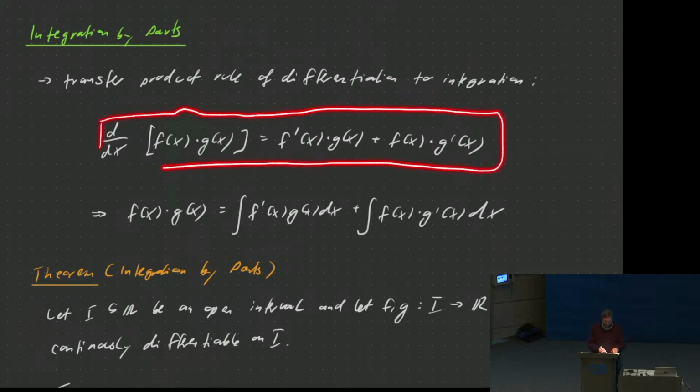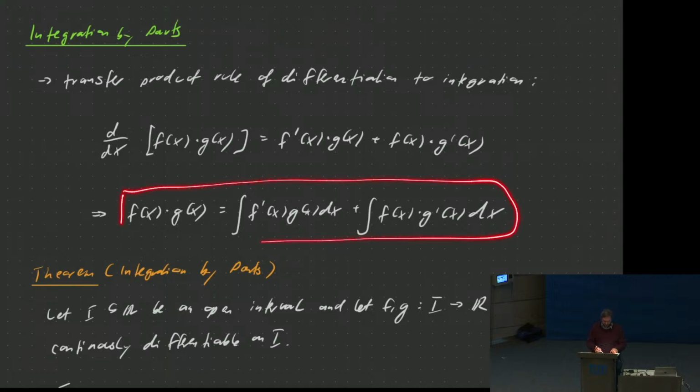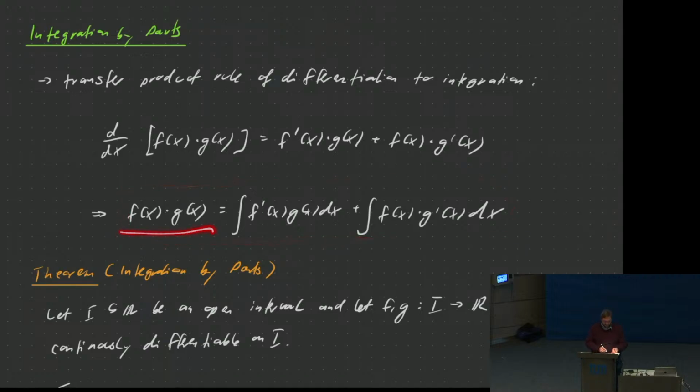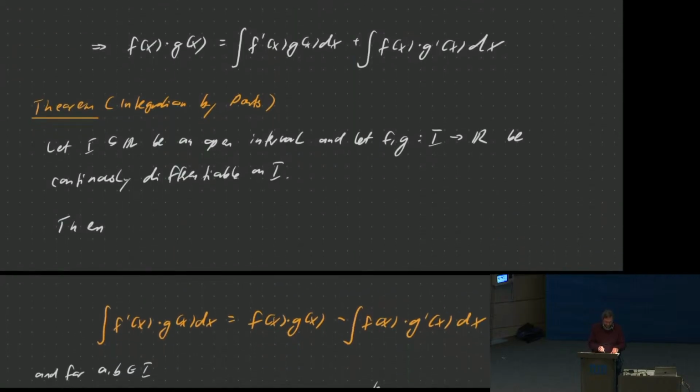So remember that here is the product rule of differentiation. If you want to compute the derivative of a product of 2 functions, you first compute the derivative of f times g, and then f times the derivative of g. If you integrate that whole expression, you get this result here. Right? So f times g is the integral of f prime g plus the integral of f g prime. And basically that is the integration by parts rule. It's usually reformulated so that it starts with this expression here, but that's all.